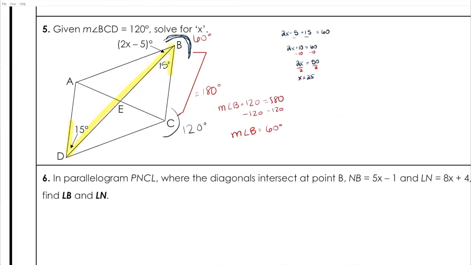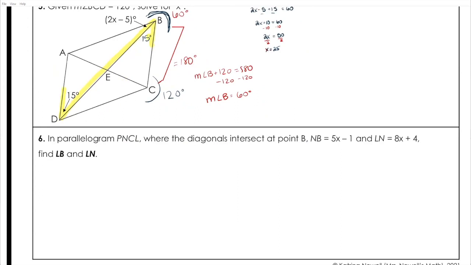Okay. Parallelogram PNCL. Diagonals intersect at point B. They tell us that NB is 5x minus 1 and LN is 8x plus 4. So for some of us that spatial awareness isn't really our thing, we can always draw a picture. And then hopefully that showed up as a parallelogram. Okay, so P, N, C, L. I just kind of went in order clockwise around our figure.